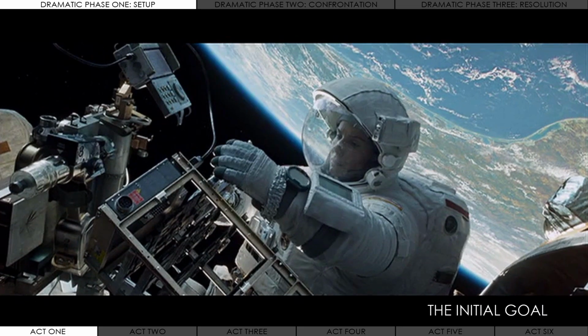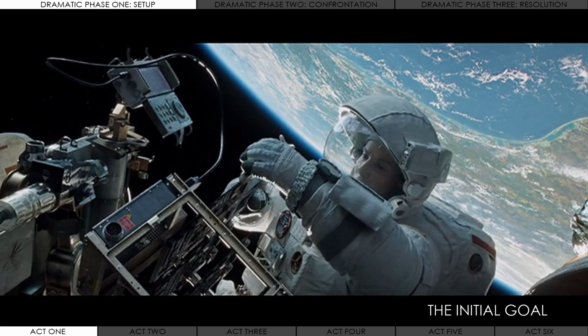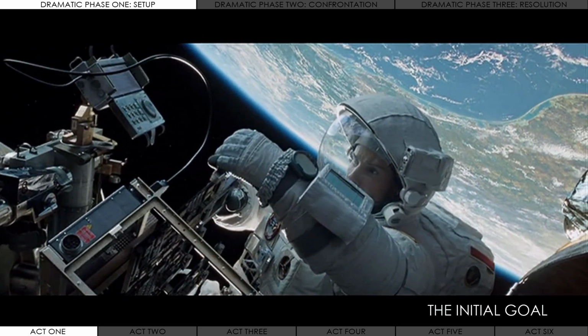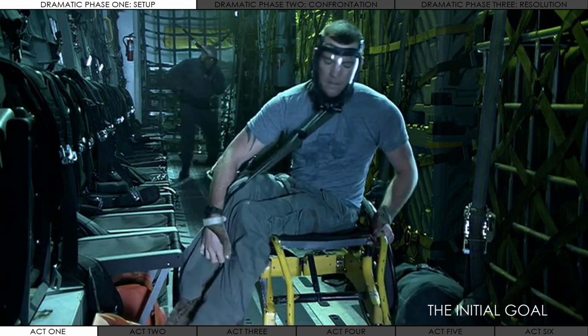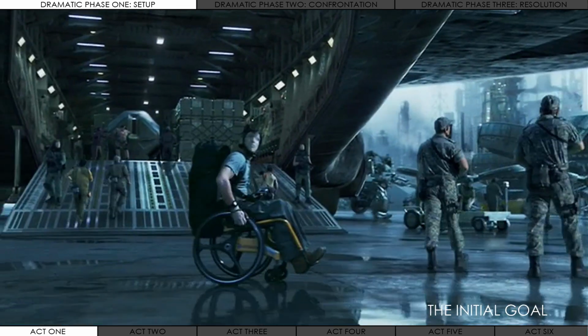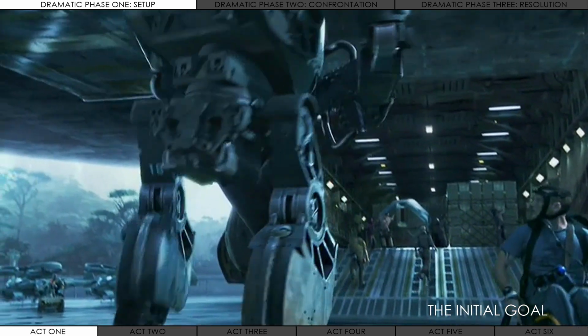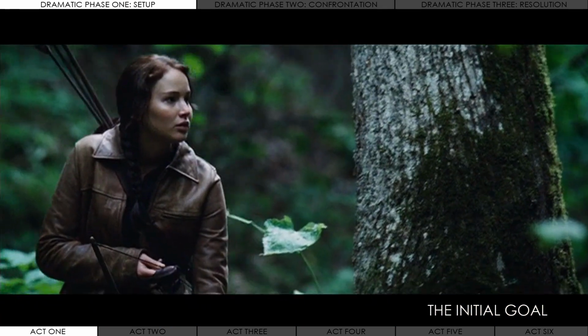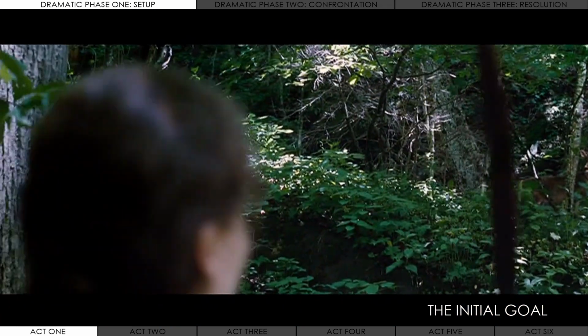Goal 1, the initial goal. When the story begins, the character already has a goal he is actively pursuing. Even though he's stuck in his imperfect situation, he isn't stagnant. He's an active participant in his own story. The initial goal informs the audience about the character and his situation.